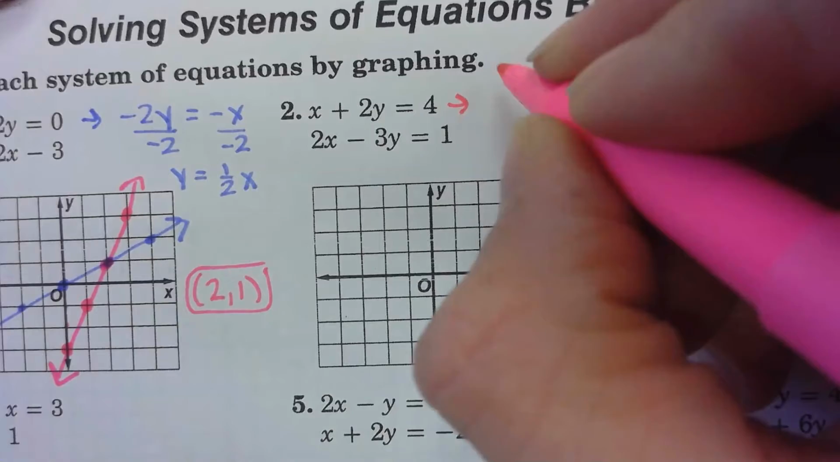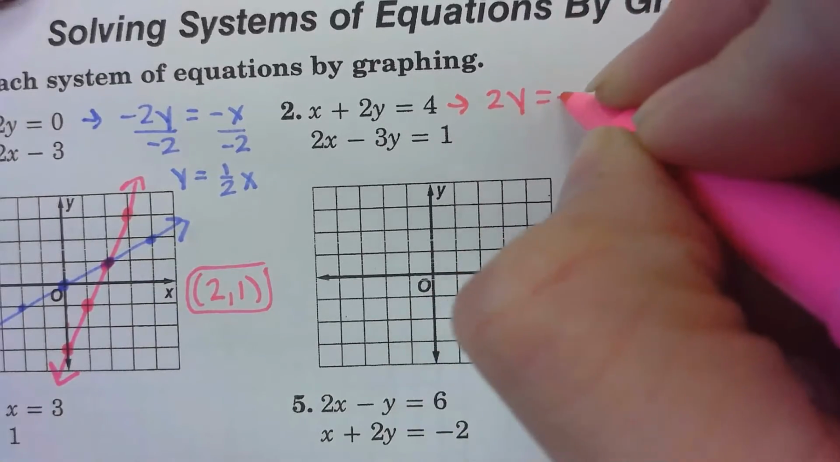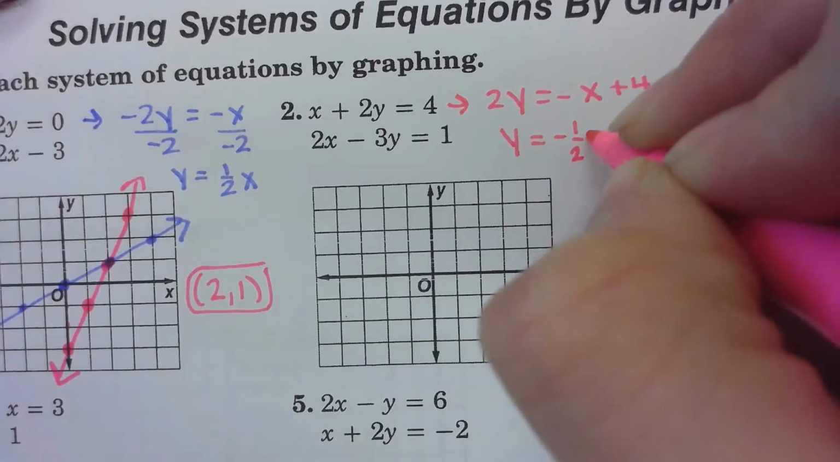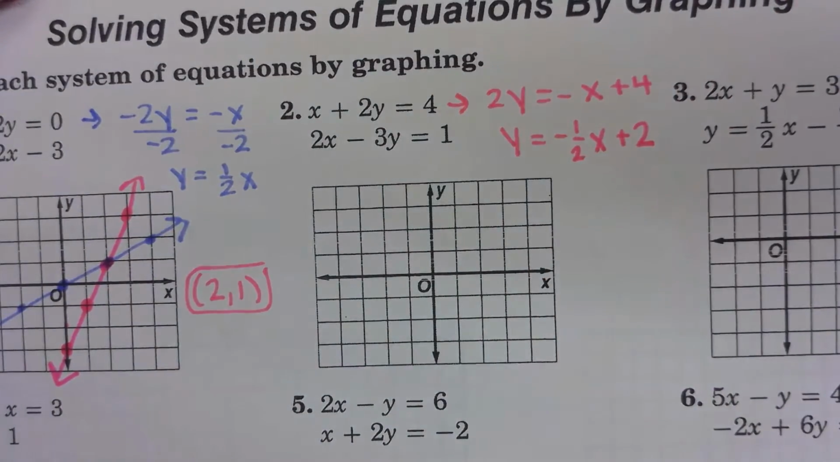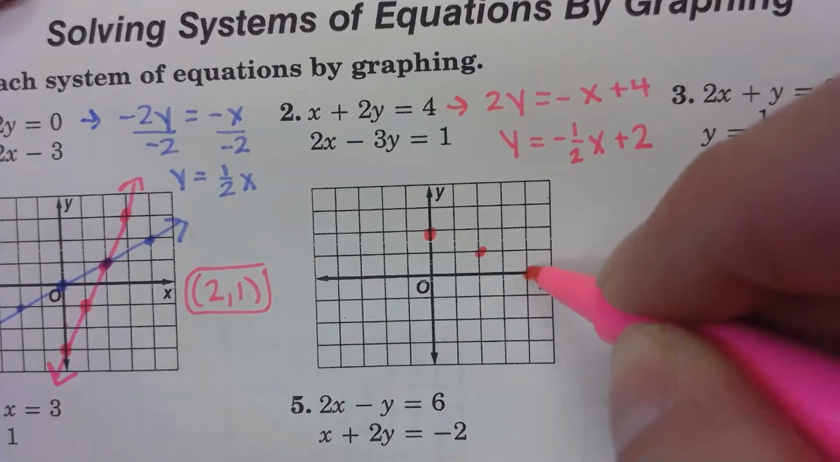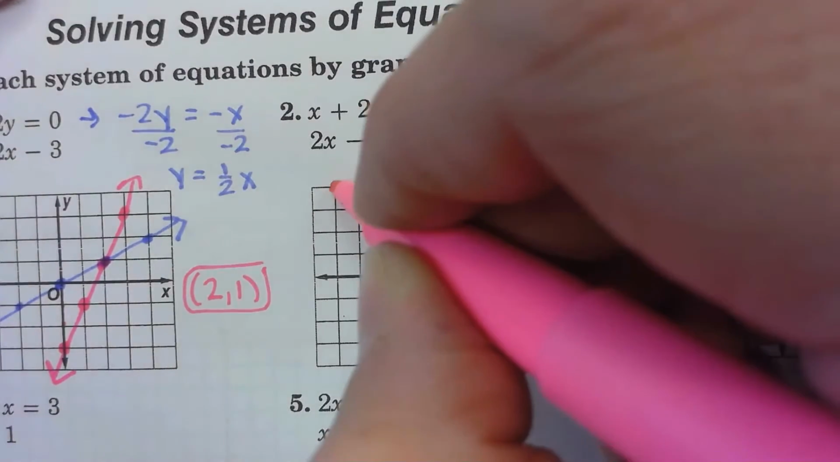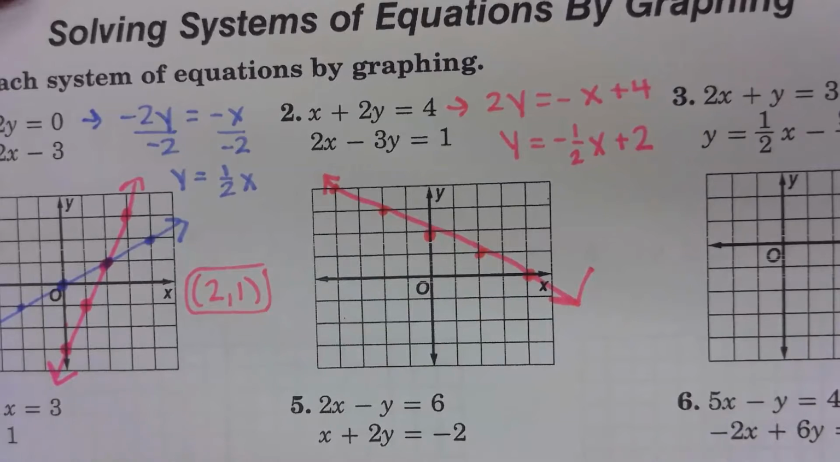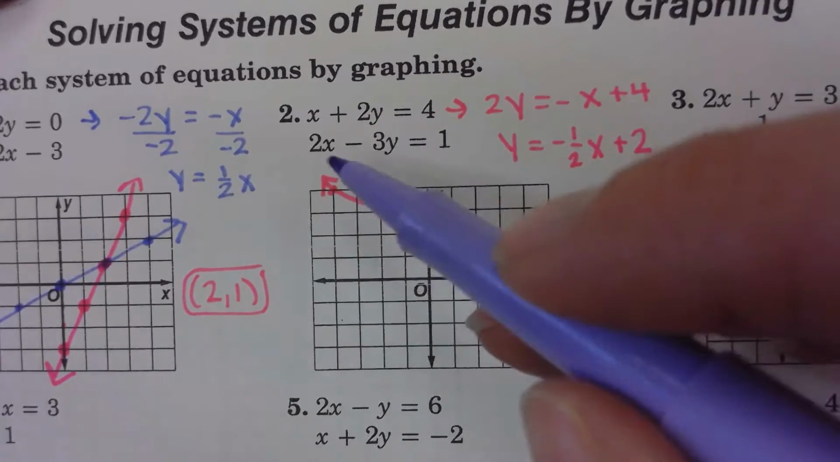Similarly, in number 2, we're going to solve for y, so we subtract our x, divide by 2. Plot your y-intercept and apply your negative slope. So now my graph is going down. So there's y equals negative 1/2 x plus 2.